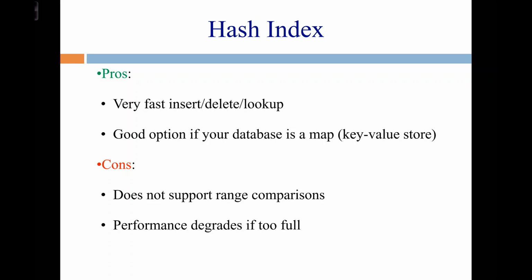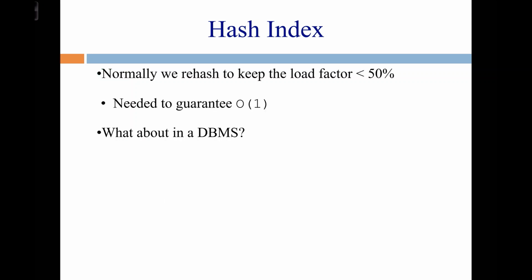So what happens when a hash table gets too full? Normally you try to keep the load factor less than 50% in a hash table, and that's just needed in order to guarantee constant time operations. And what you do if the load factor gets greater than 50% is you rehash. So what about in a database management system where your hash index is gigabytes or maybe even terabytes? What are the implications of rehashing an index that large?